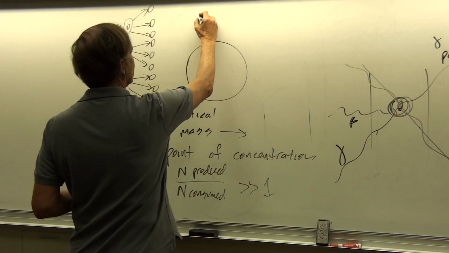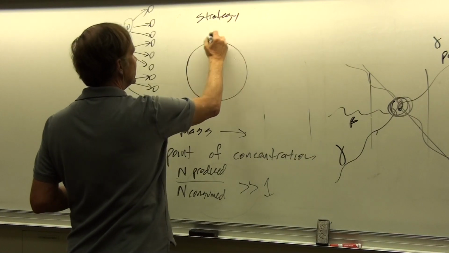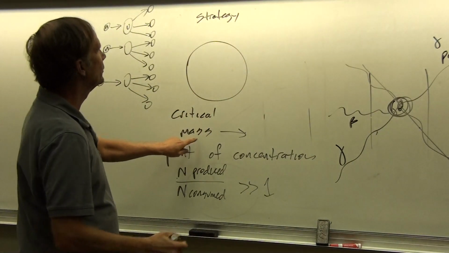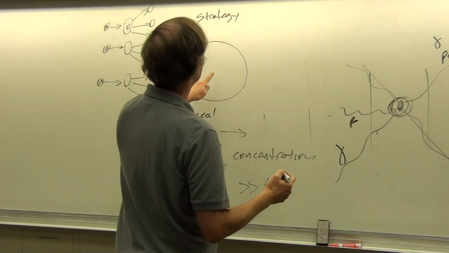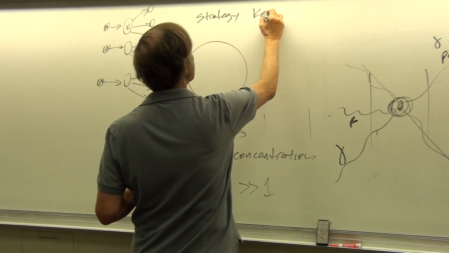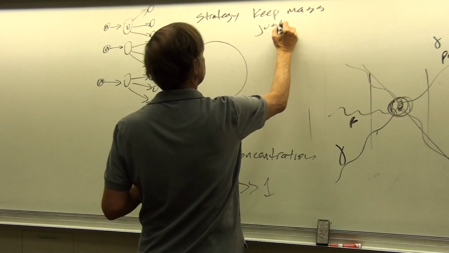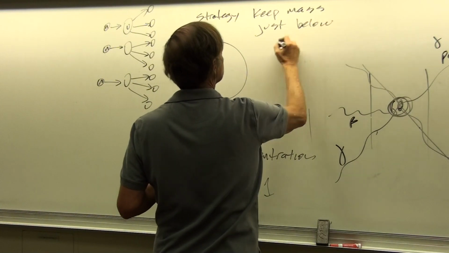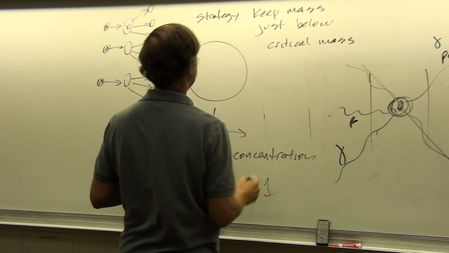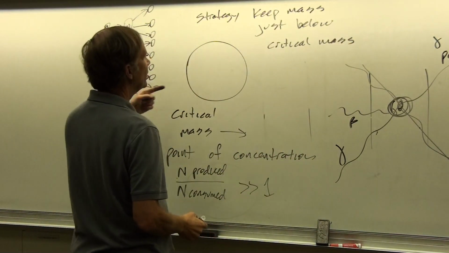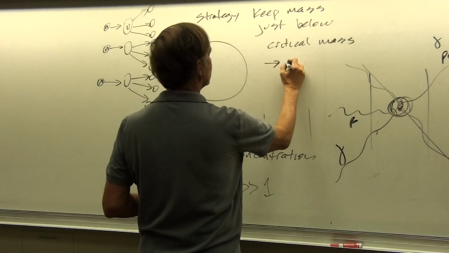And so the atomic bomb strategy is to get a mass that's just below critical mass, because you don't want it to just blow up on its own. You want to be able to control when it blows up. And then fire something into it that brings it up to critical mass.